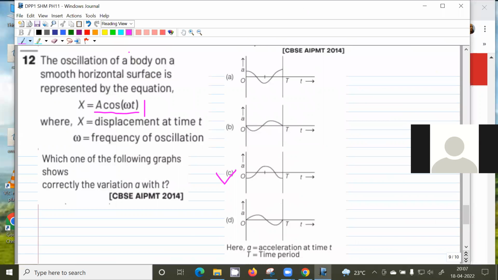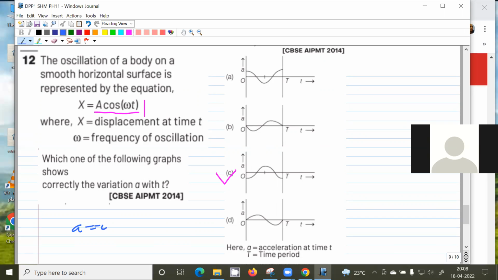Another thing is you can blindly differentiate this twice. First you differentiate it: a omega minus sine omega t. And second we differentiate: a omega square, sorry, cos omega t. So basically the acceleration is minus omega square x, right? So it is minus of x with some scaling factor. So cos, it will be minus cos. So this is minus cos. Got it?